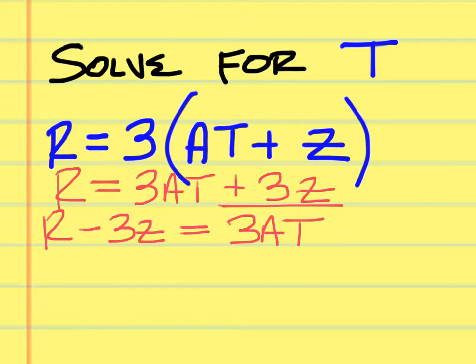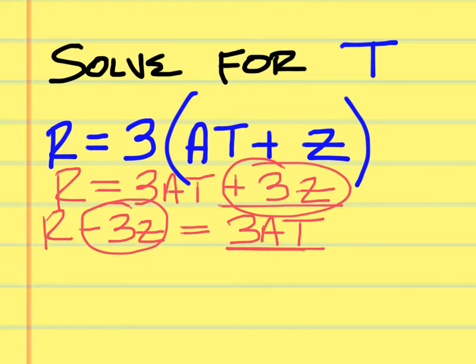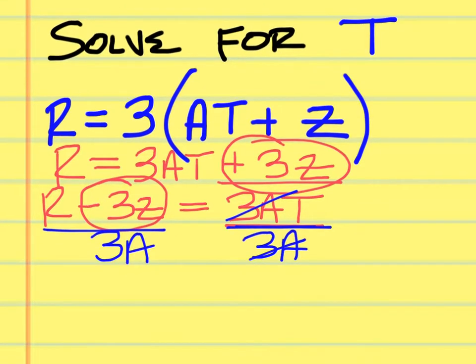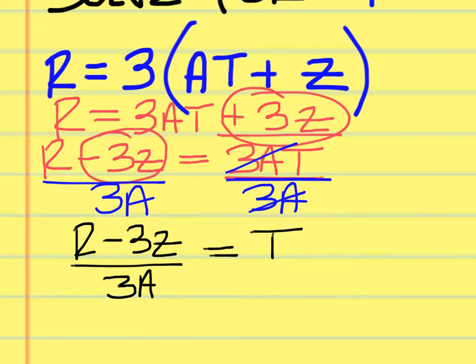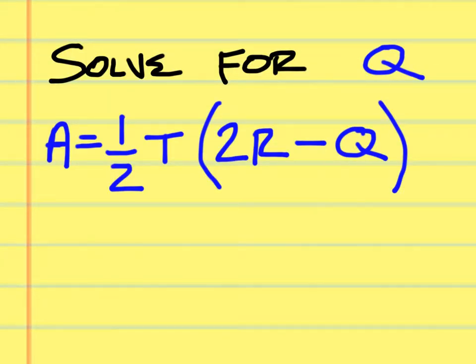We have 3at. We want to get rid of the 3a. Right here we undid addition by subtracting. So here we're going to undo this multiplication by doing what? Dividing. And we will divide each side by what? 3a. When you do that, these cancel out and you're left with r minus 3z over 3a, and that is equal to t.